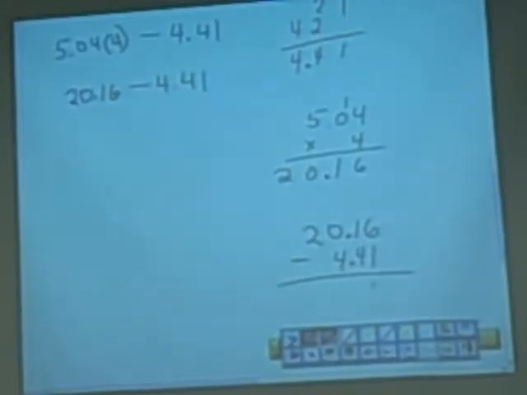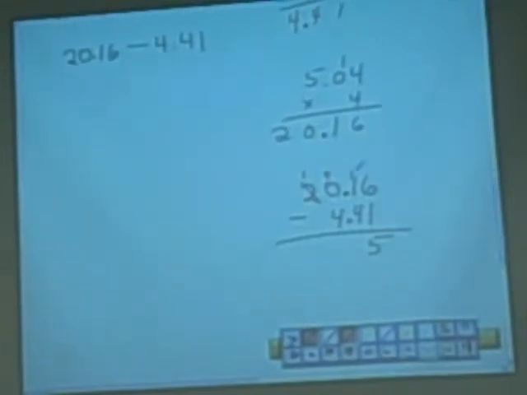So here we've got 6 minus 1 is 5, but we have to borrow, right? We can't borrow from the 0, so we have to borrow from the 2, make that a 1. Well, that means that's going to be a 9 and then 10, or in this case, 11. Okay, now we can go ahead and continue. 11 minus 4 is 7. Decimal point. 9 minus 4 is 5. And then 1.